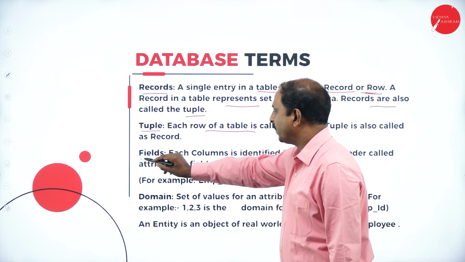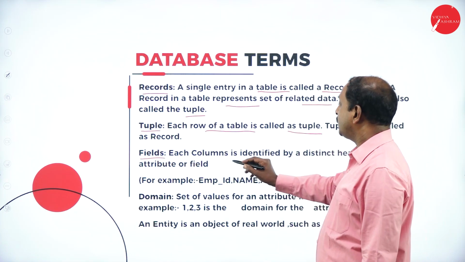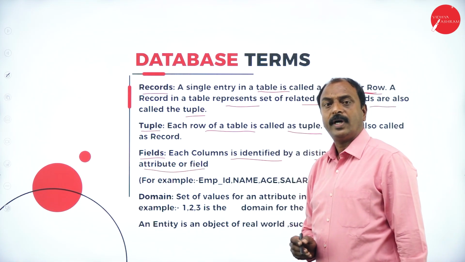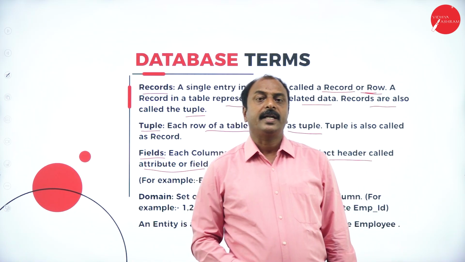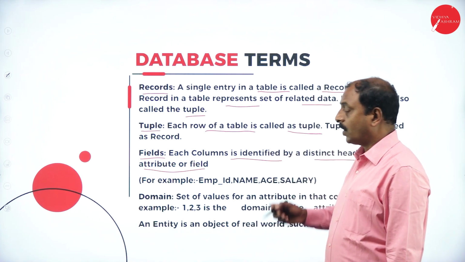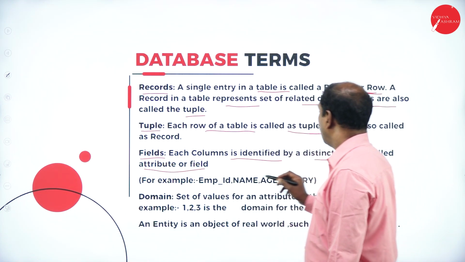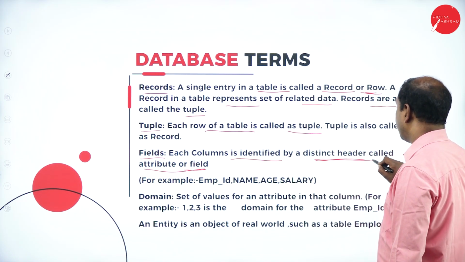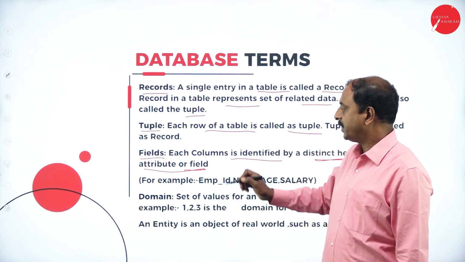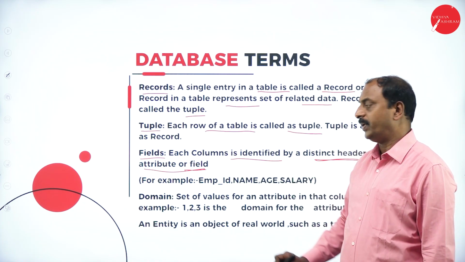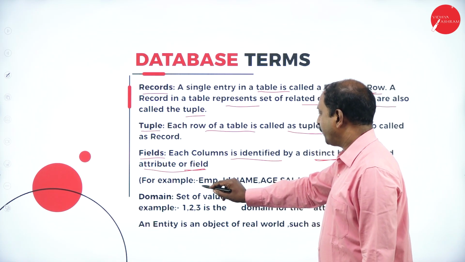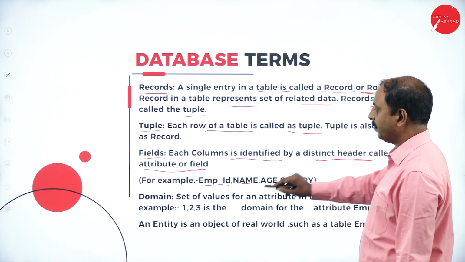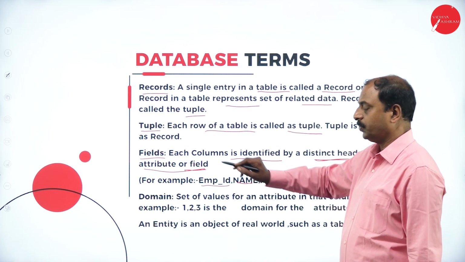And what are fields? Next one is fields. Each column is identified by a distinct header called an attribute or field. As we know, a table is made up of rows and columns, and each row is called a record, and the columns in a table are called attributes or fields, identified by a distinct header. We give a header to a column, and that is nothing but an attribute or a field. For example, in a table, employee ID is one column, name is another column, age, salary. In a table, these are called attributes or fields.